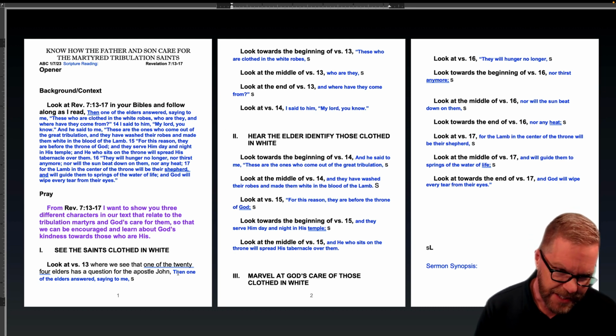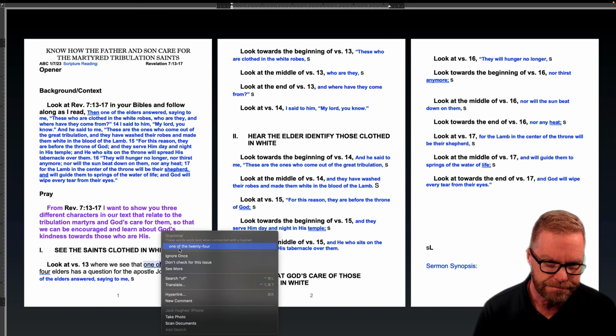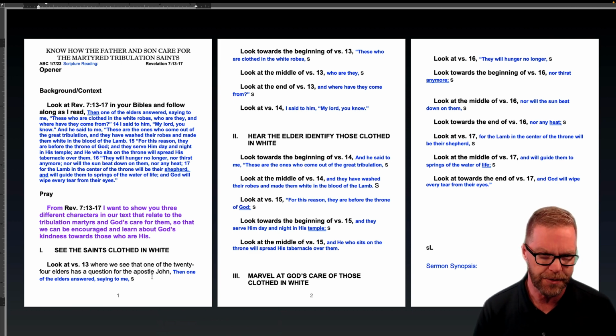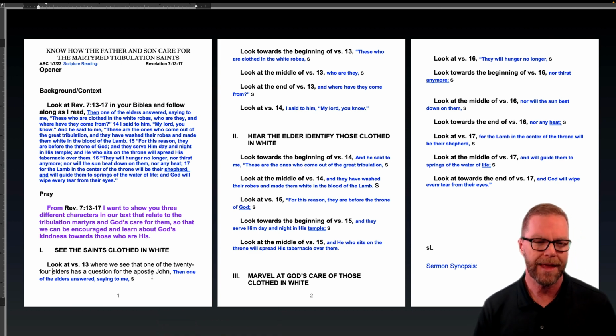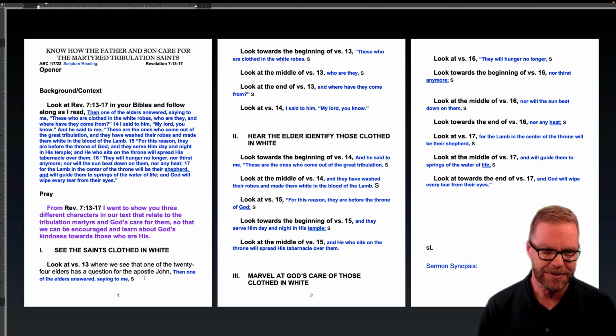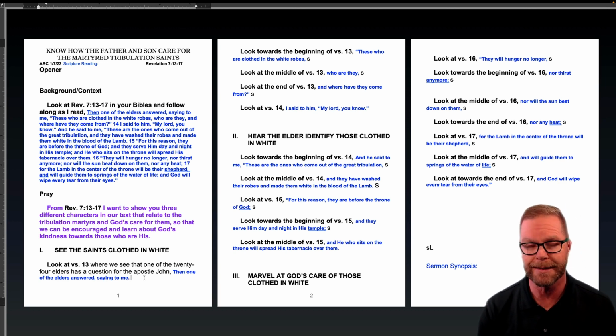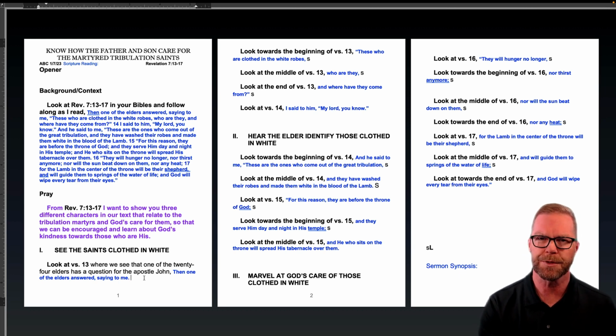Look at verse 13, where we see that one of the 24 elders has a question for the Apostle John. "Then one of the elders answered, saying to me." Now, right here, I have this little S, which means stop, and I put that there because I want to comment. The congregation knows who these elders are, so I'm not going to belabor this. The things that I've already covered multiple times in preceding sermons, I'm just going to give a brief description to. If I haven't covered it in preceding sermons, or haven't covered it in a long time, then I might go into it in more detail.